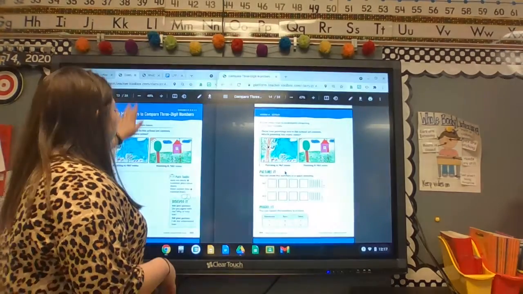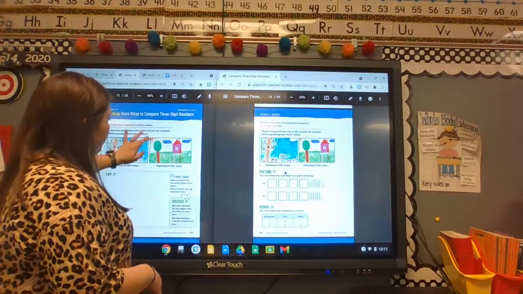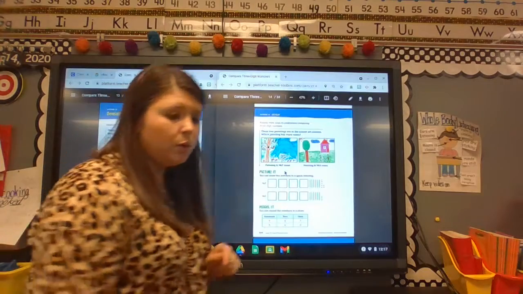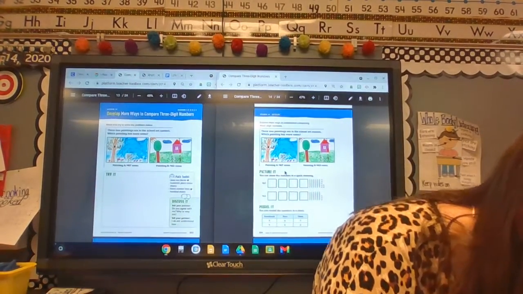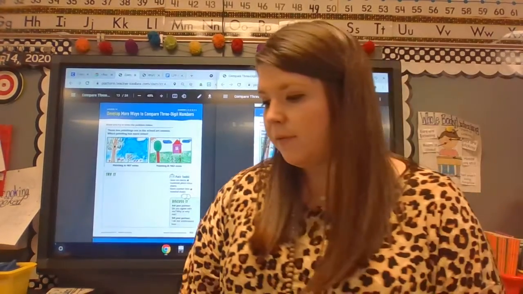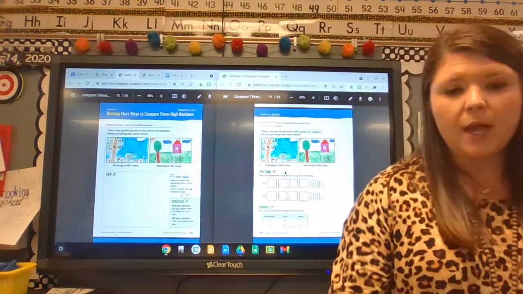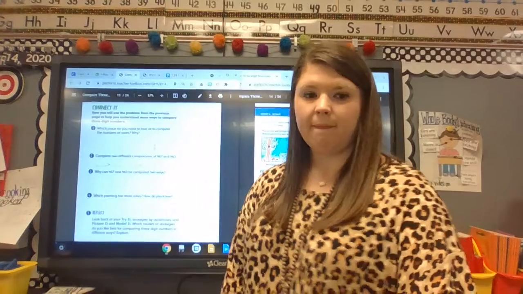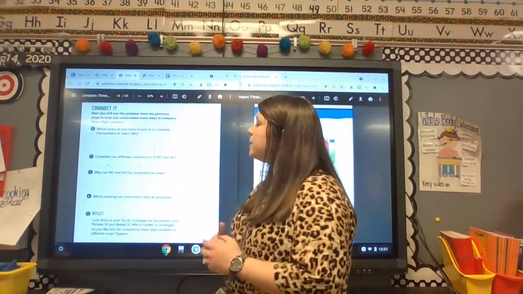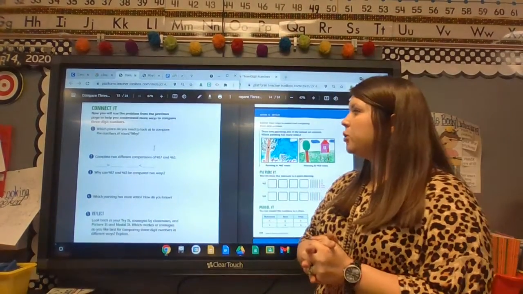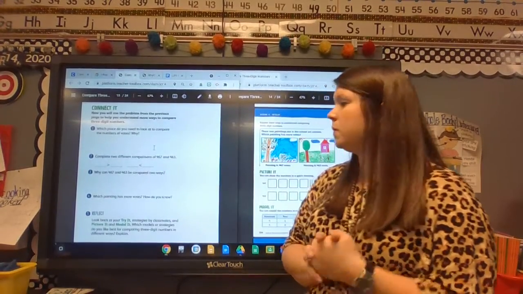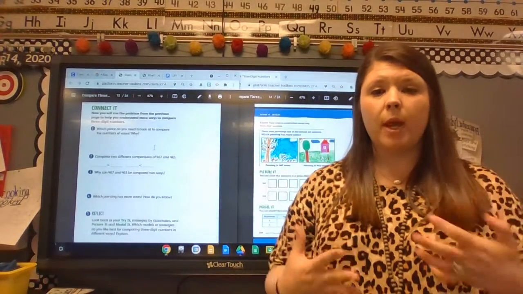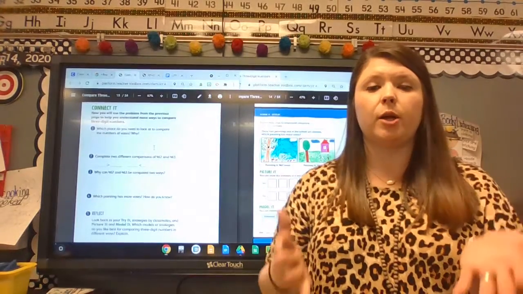Now let's go ahead and flip our page over to page 355. All right, so let's look at question number 1. Which place do you need to look at to compare the number of votes? Why? So when we're comparing numbers, we always start with our greater place.